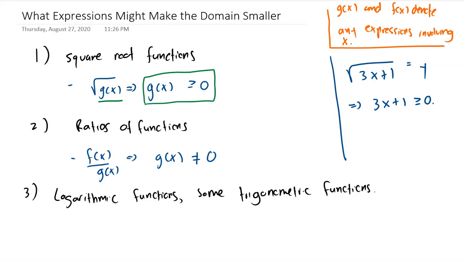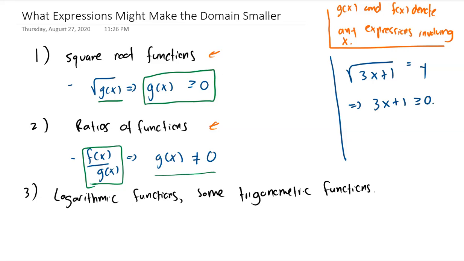The second thing that we're going to be mostly focusing on, so this was the first one. The second one is anytime you have ratios of functions. So if you ever have an expression of x divided by an expression of x, since we cannot divide by 0, anything that you're dividing by, you have to make sure that that is not equal to 0.